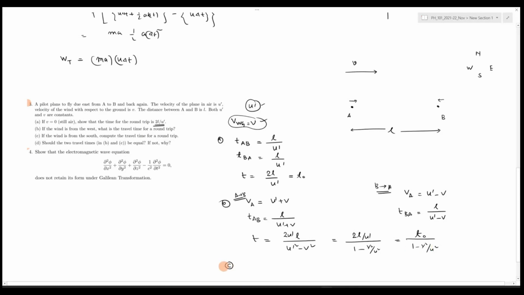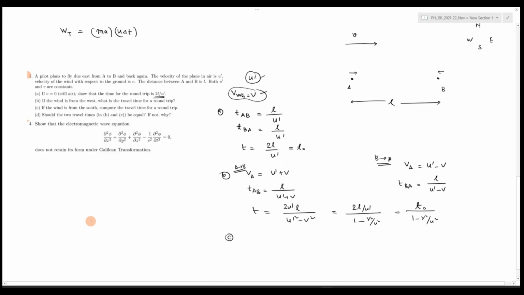Now the third part. If the wind is from south to west, then compute the travel time. Now suppose the wind is like this. Now you see the plane should reach B. If the plane starts like this, because of wind velocity v, it cannot reach point B, right? Because the resultant velocity will be like this. So it cannot reach point B. Everyone agrees here?